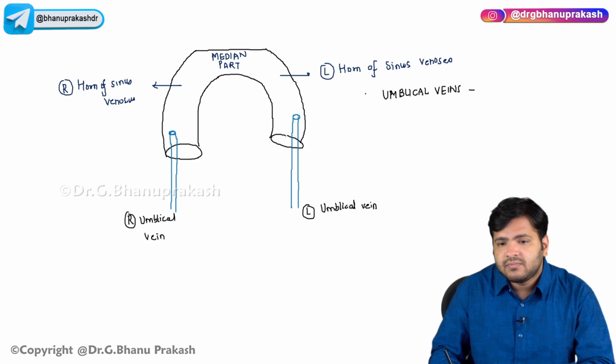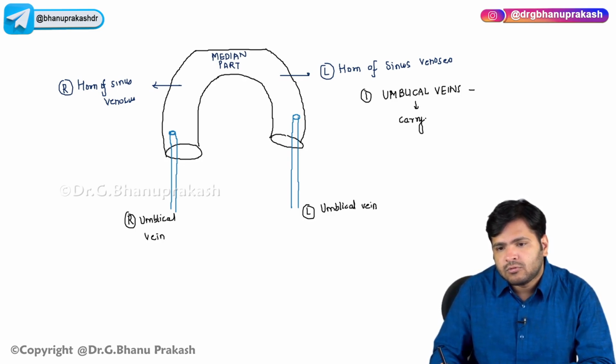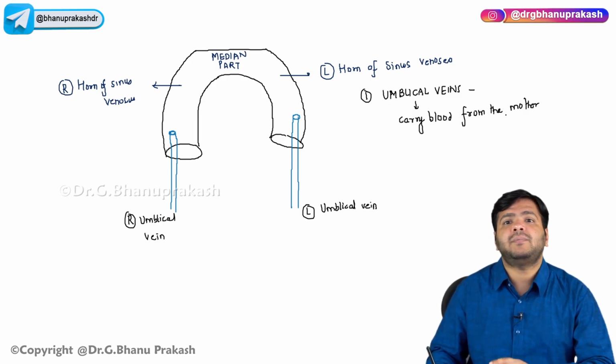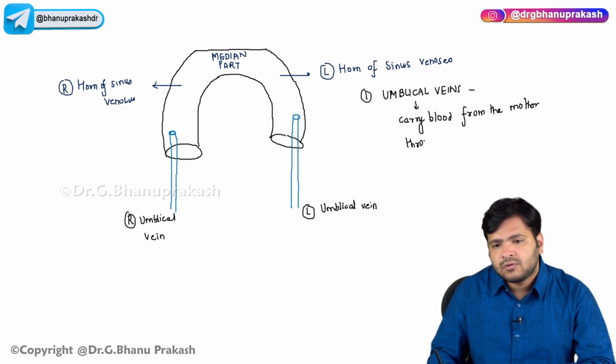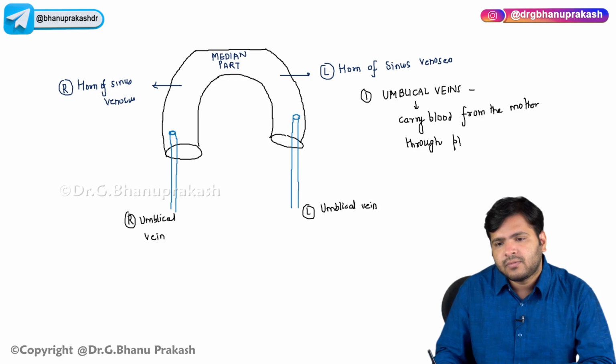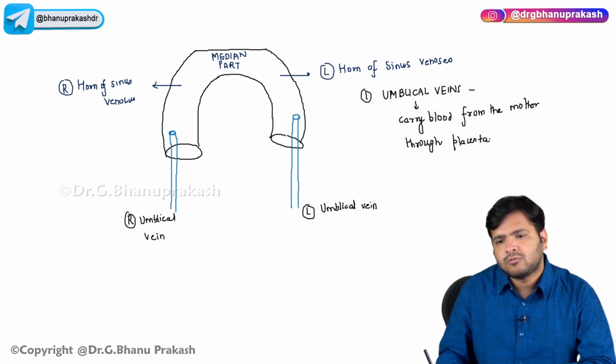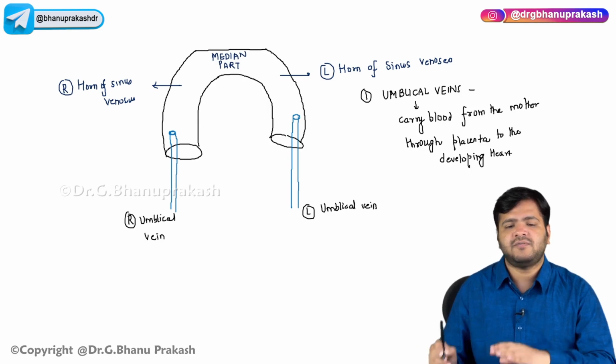the umbilical veins, they will carry the blood from the mother through the placenta to the developing heart. The developing heart will receive the blood first from the mother.